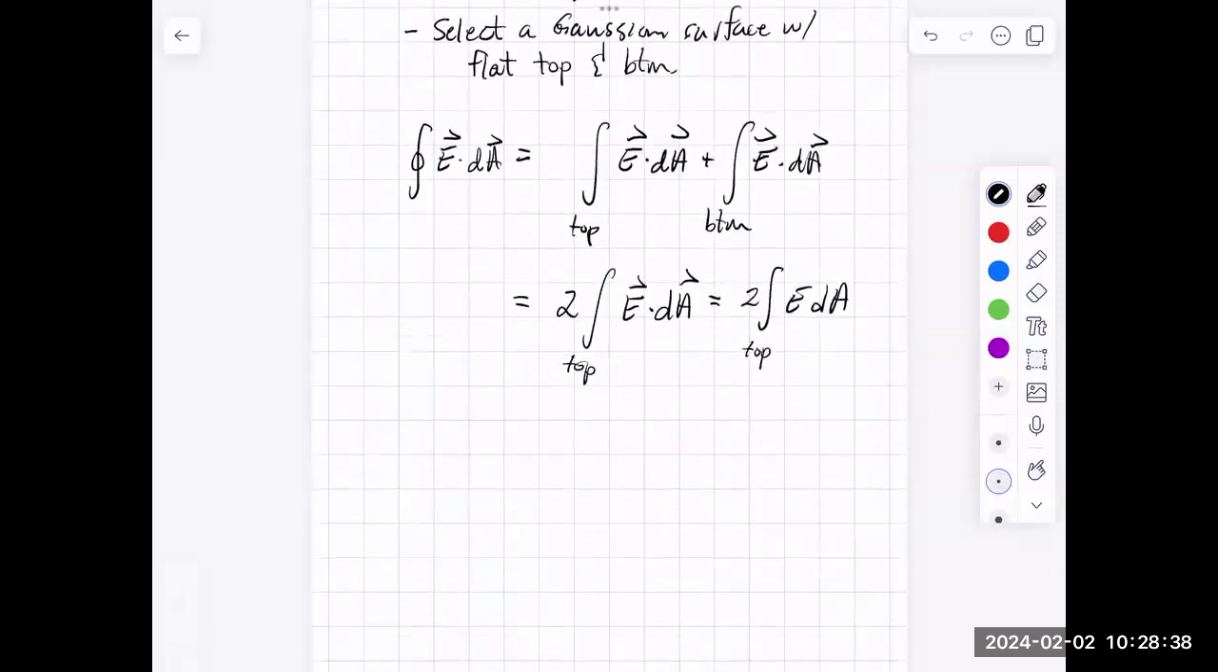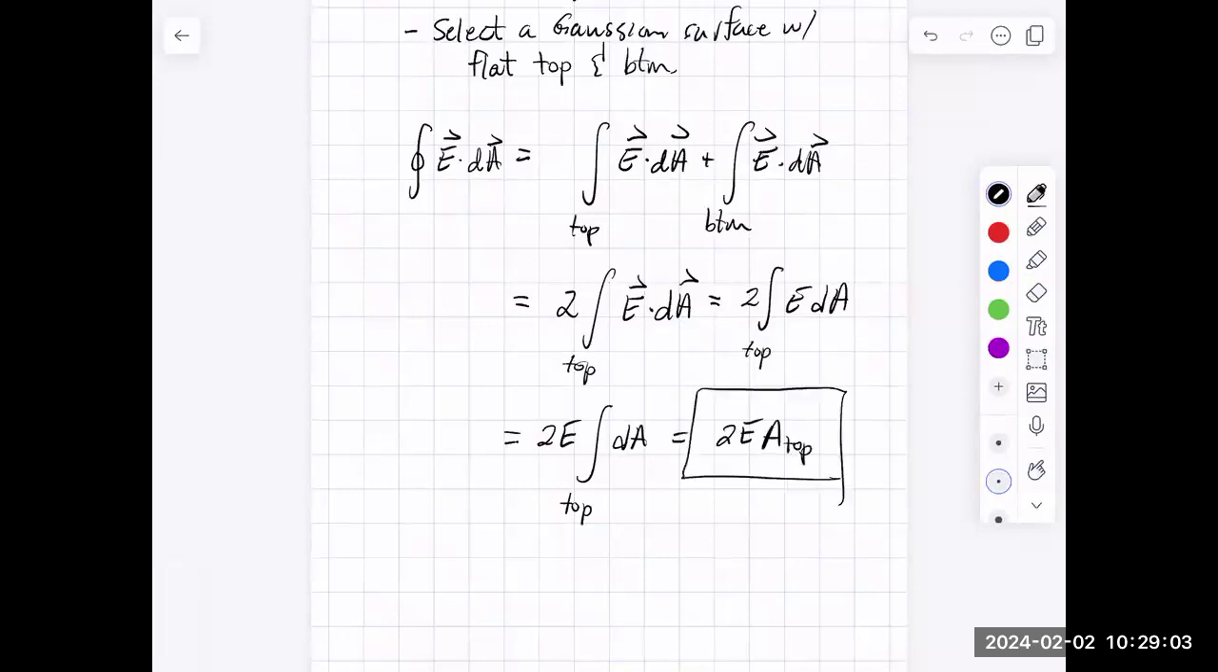Now our top surface is flat, so every piece of that surface is the same distance away from the charged sheet. And so the electric field would be constant. And so this would be 2E times the integral of the top piece, dA. But that's just 2E times the area of the top surface. So if you're ever dealing with a Gauss's law problem that involves a sheet of charge, this is how you would set it up. Those are 2 of the 3 possible cases, and there's only one more.